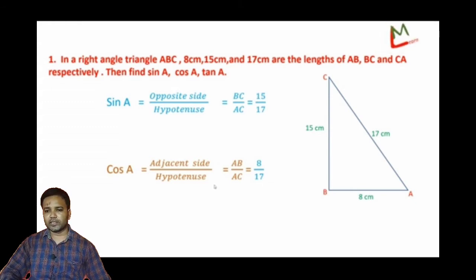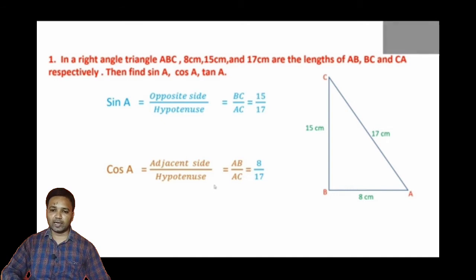So we know that the sine ratio is nothing but a comparison of the opposite line segment to the hypotenuse of that right angle triangle. So sin A can be written as opposite side by hypotenuse, whereas BC by AC, which is equal to 15 by 17. And the cos ratio is nothing but a comparison of the adjacent side to the hypotenuse. Here the adjacent side is AB, which is 8 cm, and AC is 17 cm. So cos A is equal to adjacent side by hypotenuse, so AB by AC, which is equal to 8 by 17.